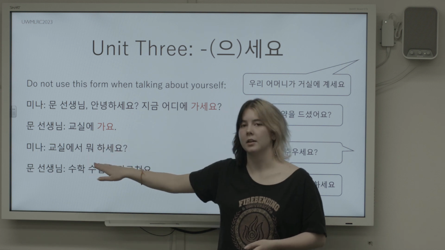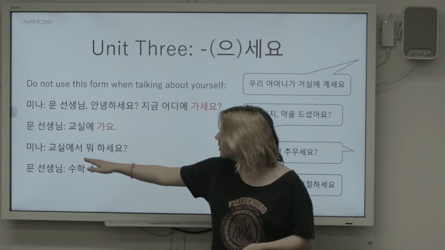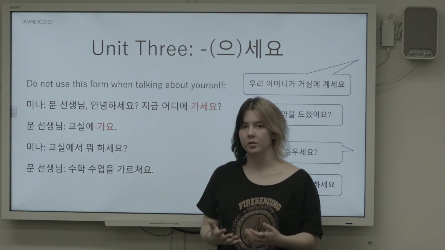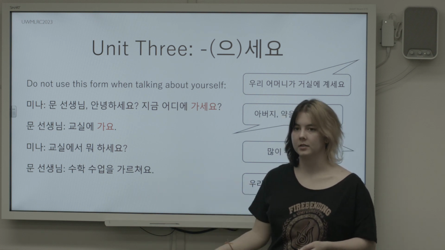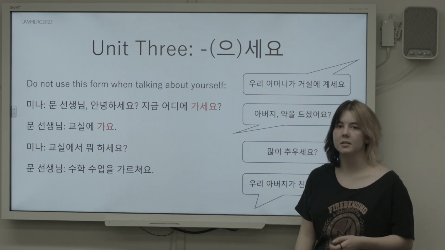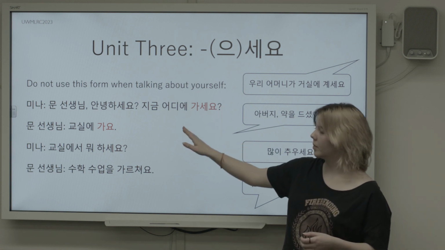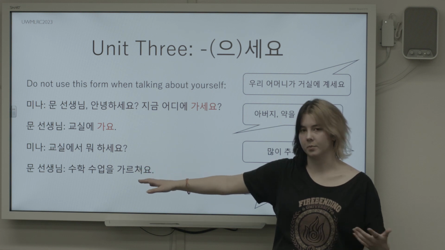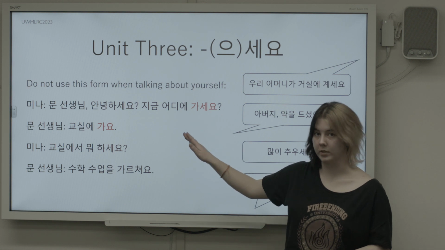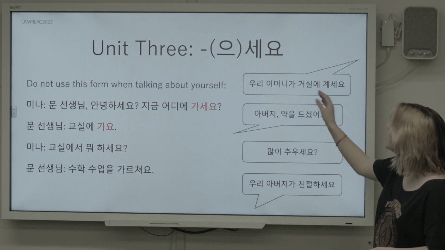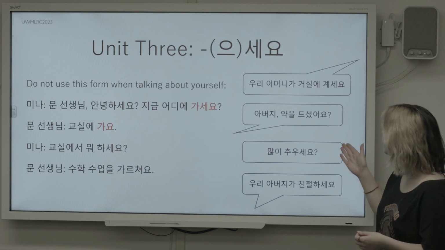They don't need to show respect toward themselves, so they respond with just 가요 versus 가세요. But Mina is still talking about her teacher, so she needs to be polite. 교실에서 뭐 하세요? What are you doing in the classroom? 수학 수업을 가르쳐요. I teach a math class. So when you're practicing this and you're speaking with people, remember to make sure you don't use this form when you're talking about yourself in responses to questions, but if you're asking the questions and trying to be polite, then you do use it. 우리 어머니가 거실에 계세요. Mother is in the living room.